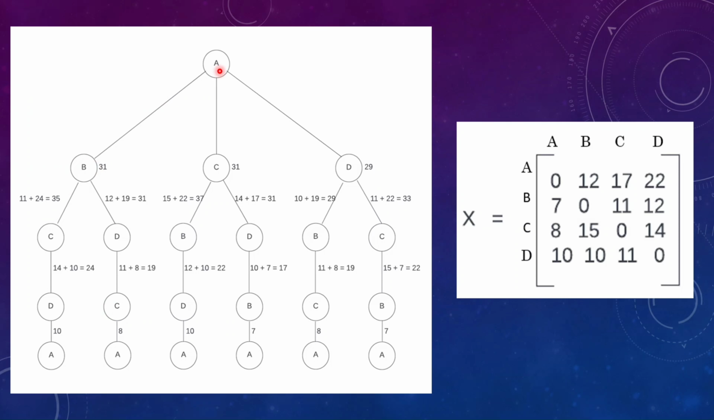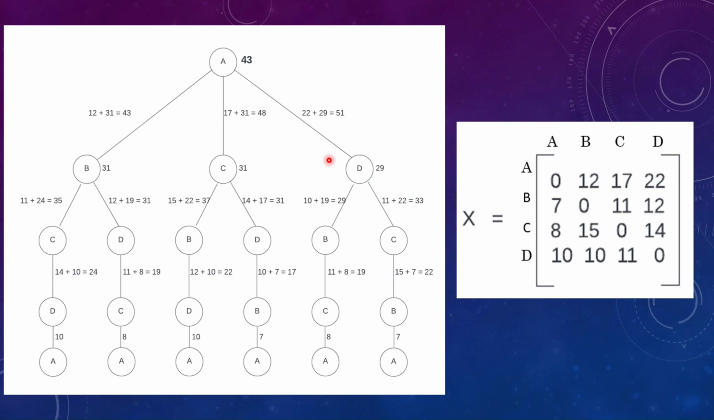Similarly, the distance from city A to C is 17 units, and when added with the minimum total distance of this path, it will give us 17 plus 31, which is 48 units. And the distance from city A to city D is 22 units, and when added with the minimum distance of this path, it is 29 plus 22, which will give us 51 units. Out of all these, 43 is the least one, so I'll write 43, which is our final answer.